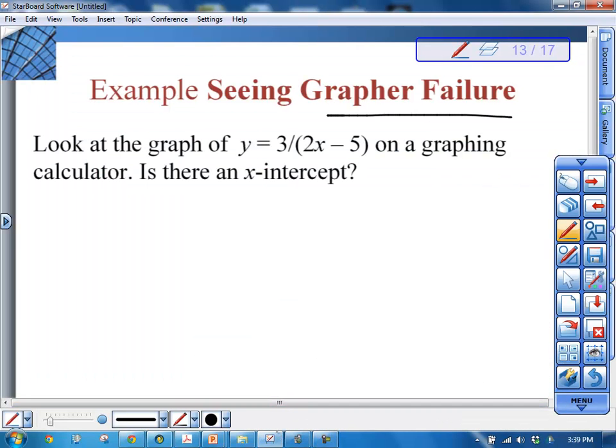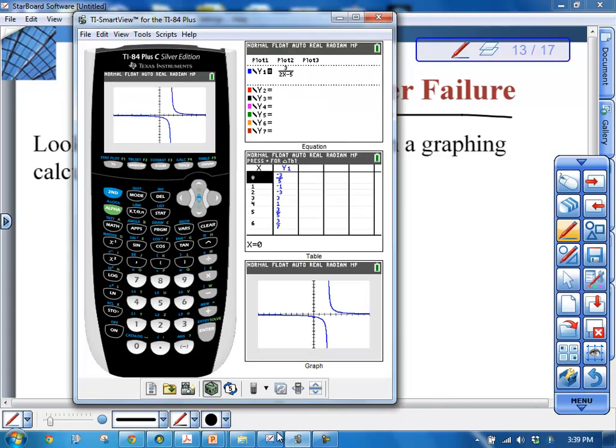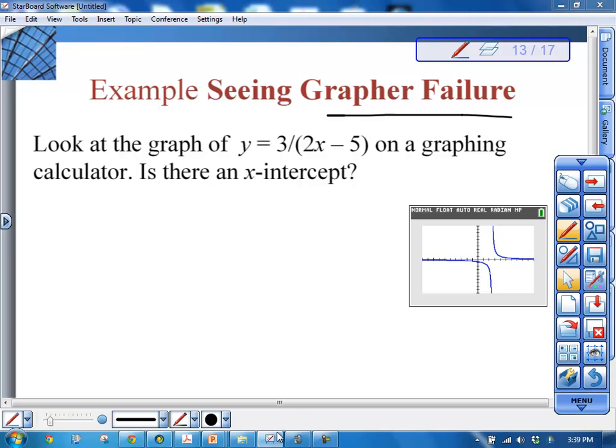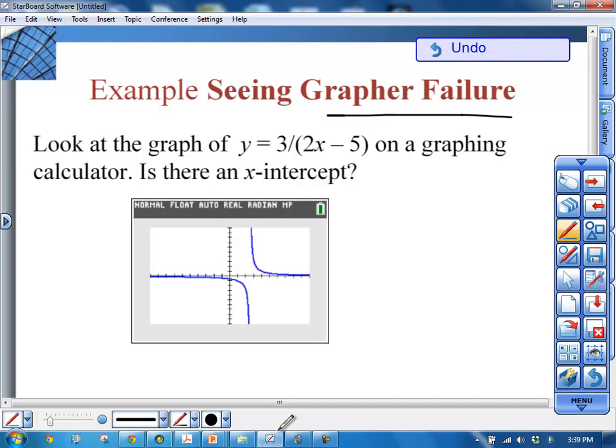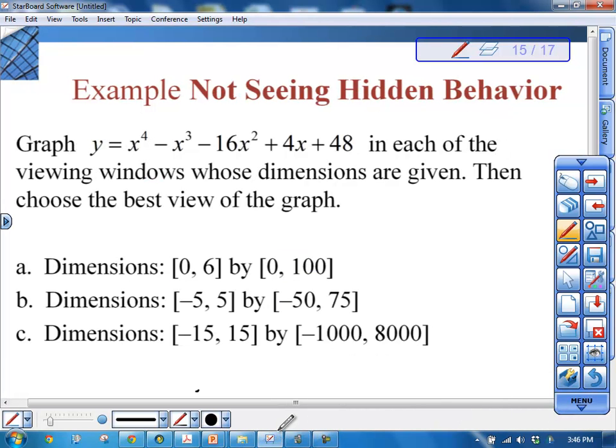All right, the book talks a little bit about grapher failure. So what it's talking about is if you graph this in your calculator, you get this, and there's no grapher failure here. The new updated TI calculators don't do this, but the old ones put a line right here, I think it was a thick line, and it looked as if there was an x-intercept there, but it graphed the asymptote basically. The new calculators don't do that. As you can tell, my calculator didn't do that. So if you have a newer calculator, there's not going to be this kind of grapher error.